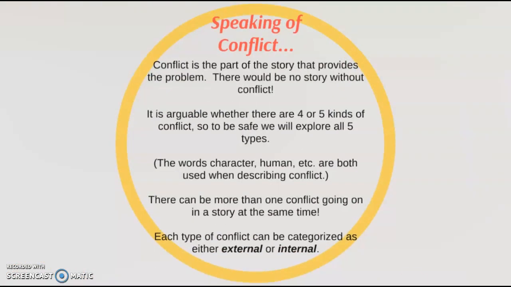Speaking of conflict, conflict is the part of the story that provides the problem. There would be no story without conflict. It is arguable whether there are 4 or 5 kinds of conflict, so to be safe, we will explore all 5 types. The words character, human, etc. are both used when describing conflict. There can be more than one conflict going in a story at the same time. Each type of conflict can be characterized as either external or internal.